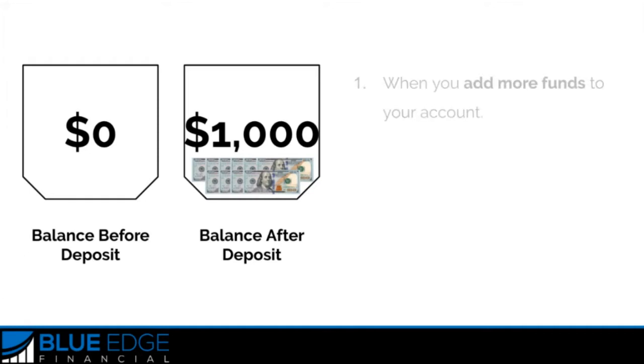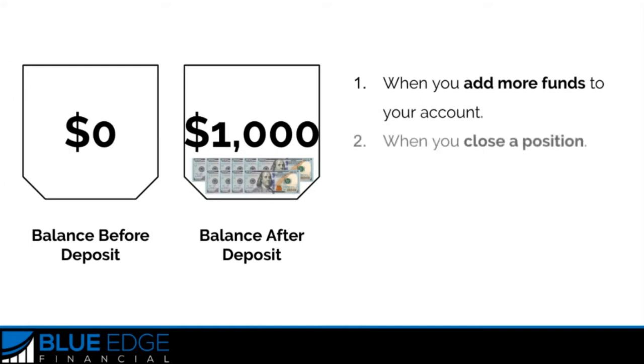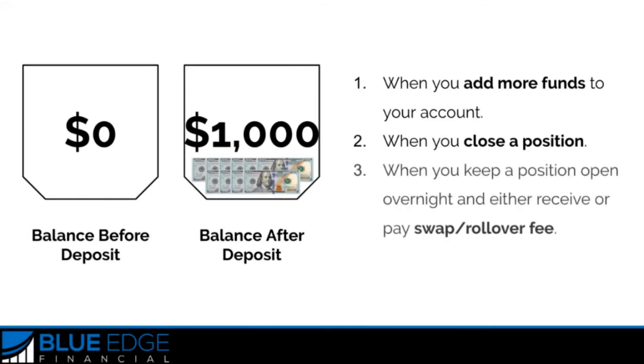So the first way is when you add more funds to your account. The second way is when you close a position, either in profit or in loss. And the third way is when you keep a position open overnight and either receive a pay swap or rollover fee.